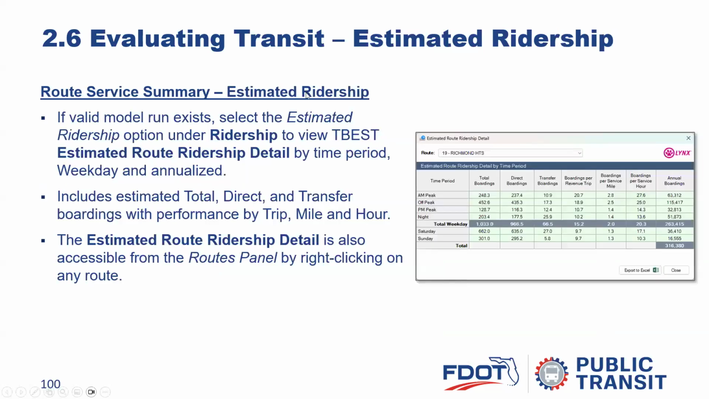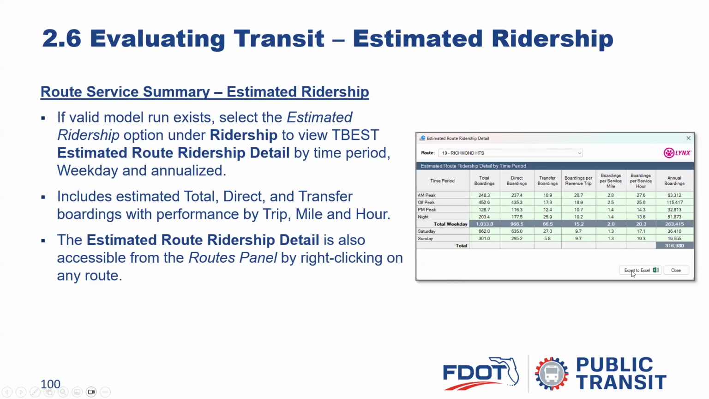You can also get to estimate a ridership very quickly. So for that specific route, 19 Richmond Heights, you can get to the detailed total boardings, direct, and transfer boardings that TBEST estimated for it. It will also annualize the boardings for that route as well, give you performance measures, boardings per trip, mile, and hour. So all rolled up by time of day and weekday and annual.